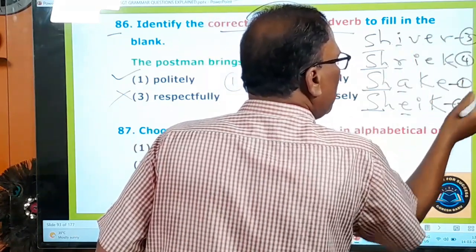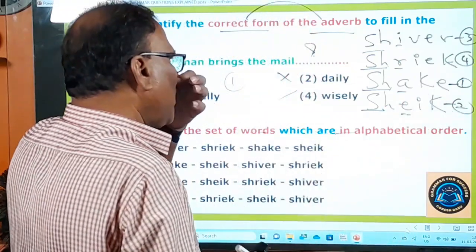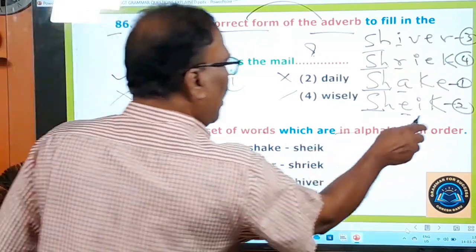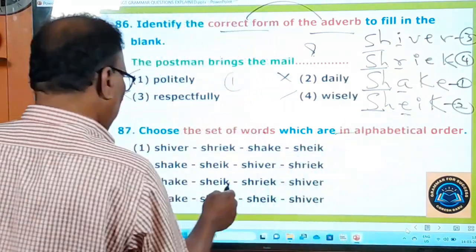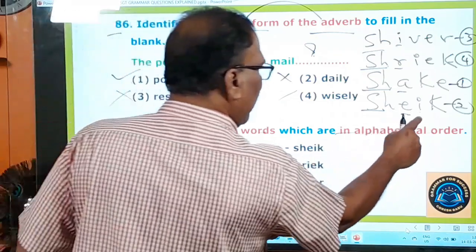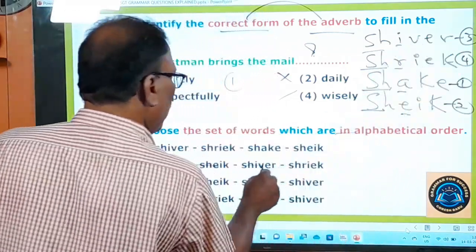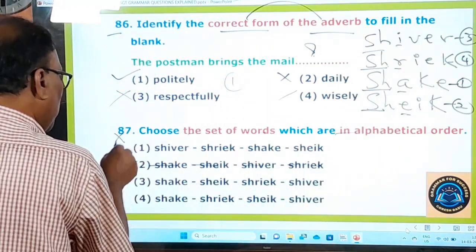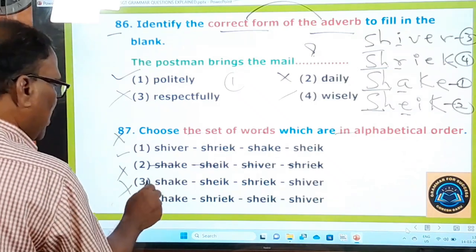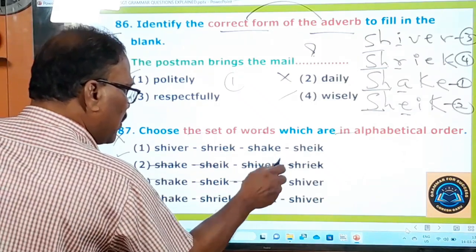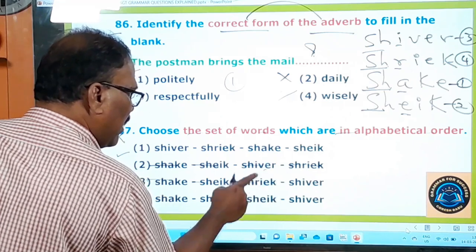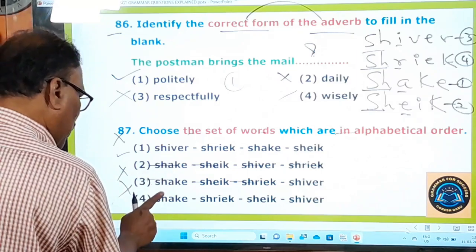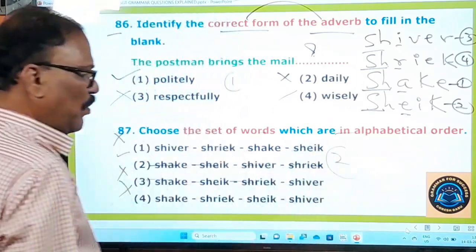So in this way, you can easily arrange them. Shake is going to be the first word. After that, shake is there, H-A-K. Third one is shiver, then shriek. So here the second one is the right one. First one, third one, fourth one are wrong, because shake is again here, and shriek and shiver are given in the wrong positions. Only the second one is the right one.